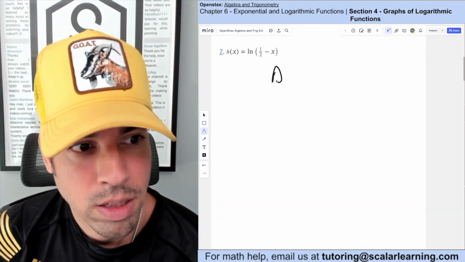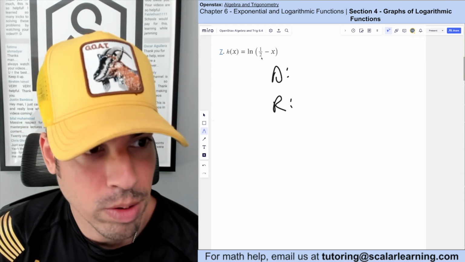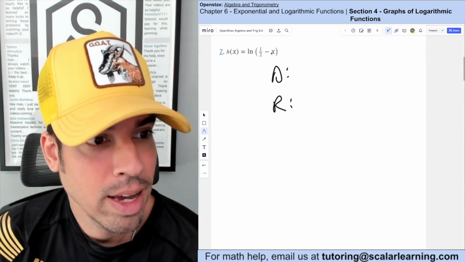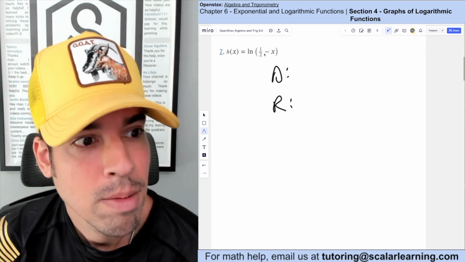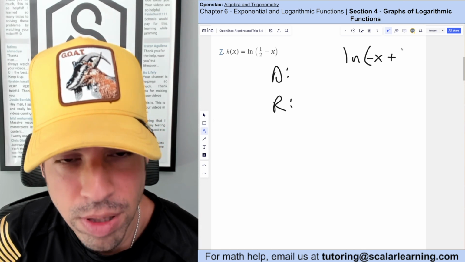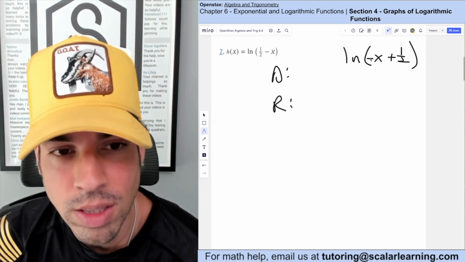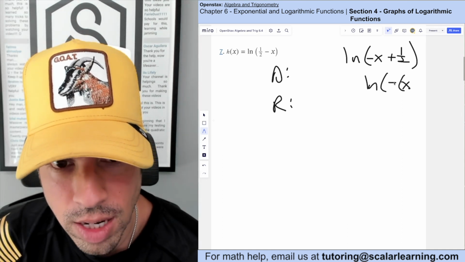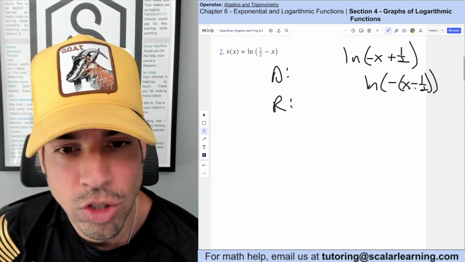For this one, we're meant to state the domain and the range. For a logarithmic function, in general, the range goes up and down forever. But there are a couple of transformations happening here, so we want to be aware of that. If we rewrite this as -x plus 1/2, we can factor out the negative a little further, which really helps us see the transformation. Now it's negative, and then x minus 1/2. So we see two things happening.